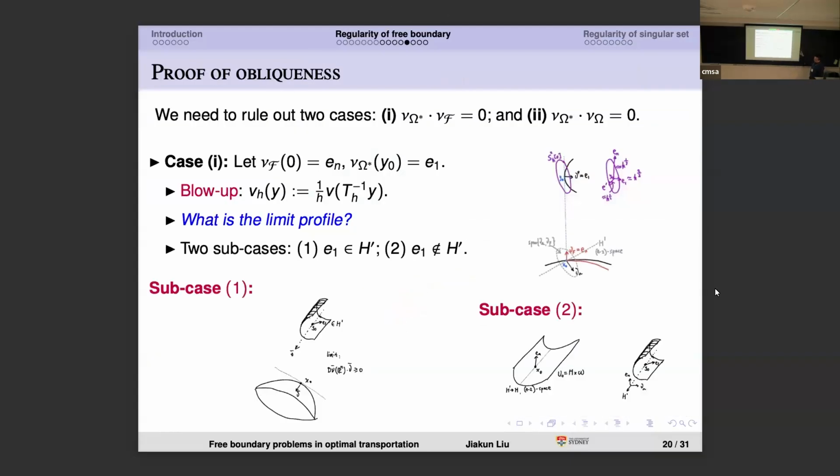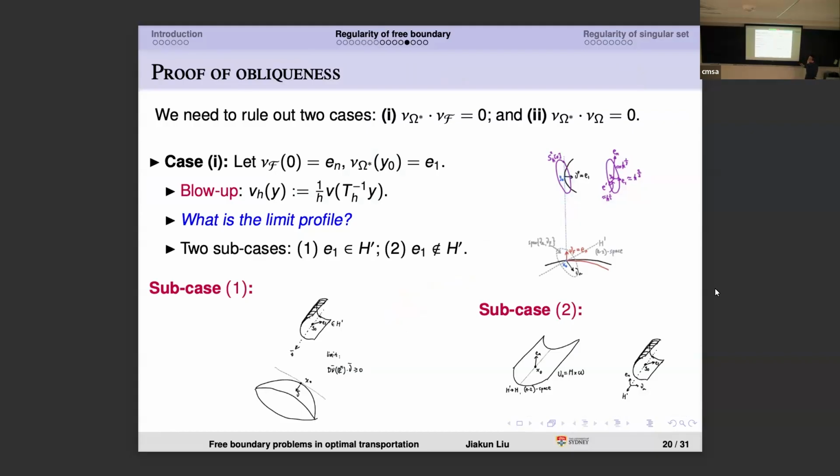Okay. So that means we have to rule out the case by case. So the first case is obliqueness fields on the free boundary. And the second part is we need to rule out obliqueness fields to the fixed boundary. So you have to rule out this case by case.